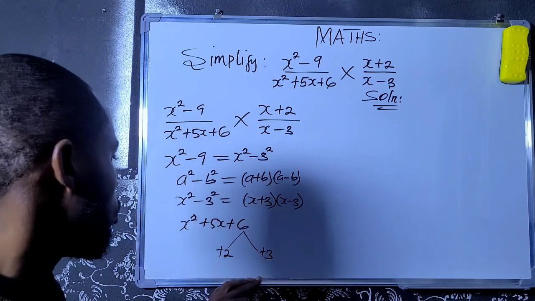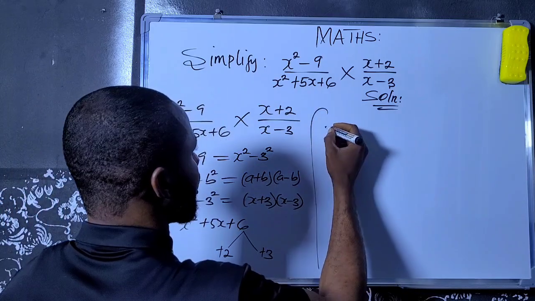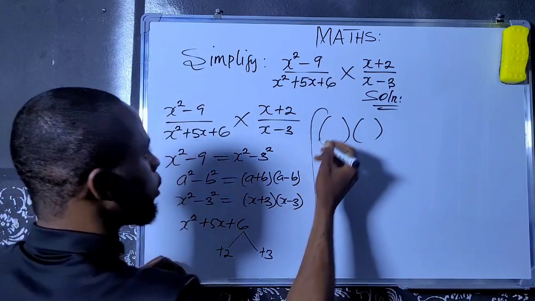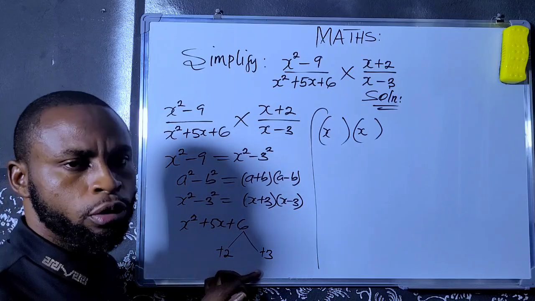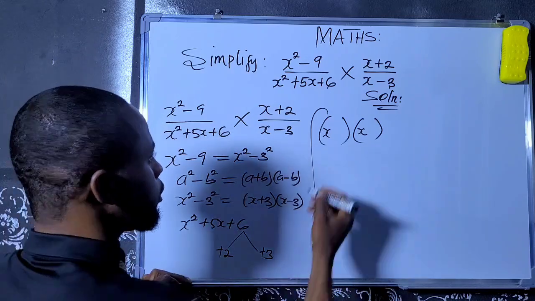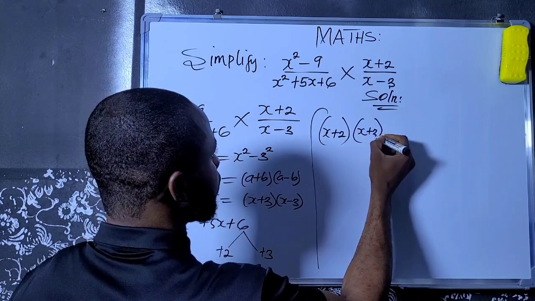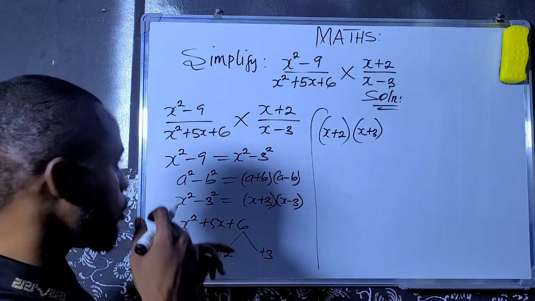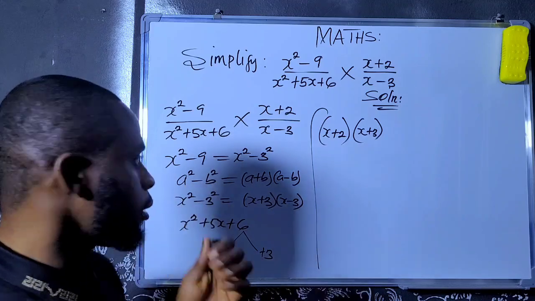Then now, after this, open two brackets like this. This is x squared, so insert one x here and insert another one here. Then introduce each of these factors into each bracket. You can put plus 2 here and you can put plus 3 here. And this is the simplified form of this expression in the denominator. If you expand this, you get this exactly.